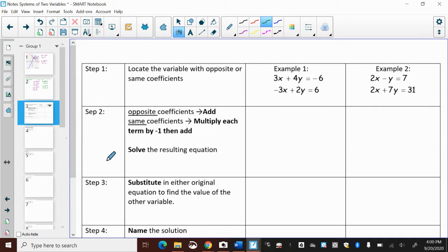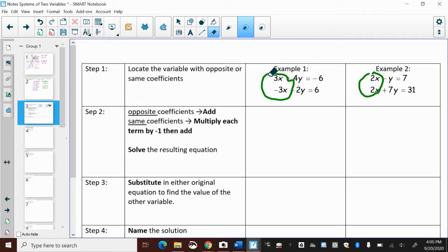It's kind of a 4-step process that we go through. We want to locate the variables with opposite or same coefficients. So this one has opposites right there, and this guy has the same. We'll work with opposite ones first. I'm just going to erase this so that we see exactly what we're looking for. When I say opposite, I do mean that it's the same variable, it's just one's positive, one's negative.